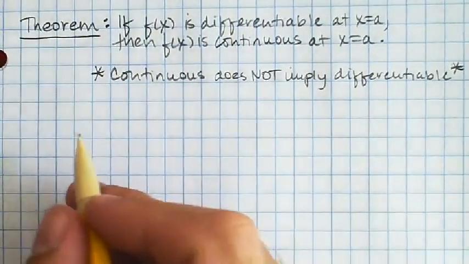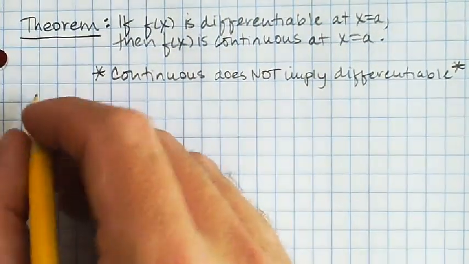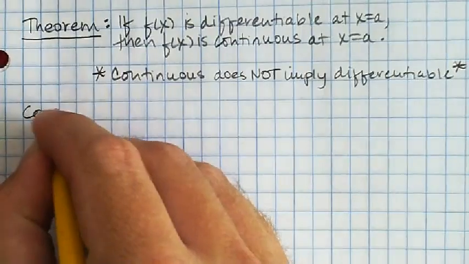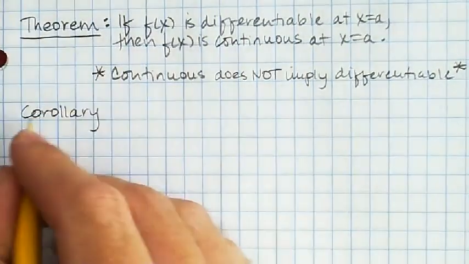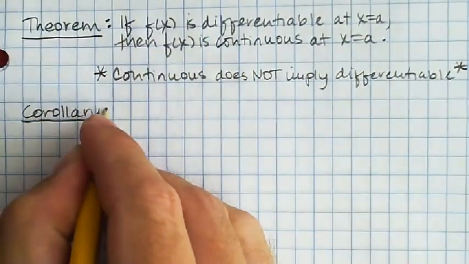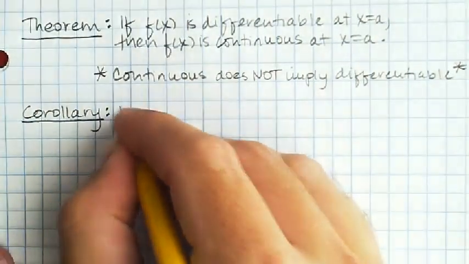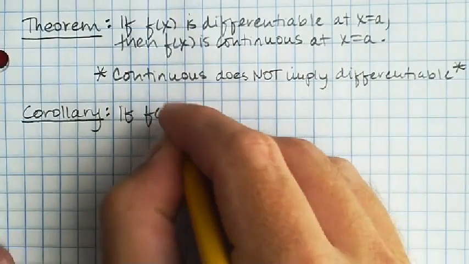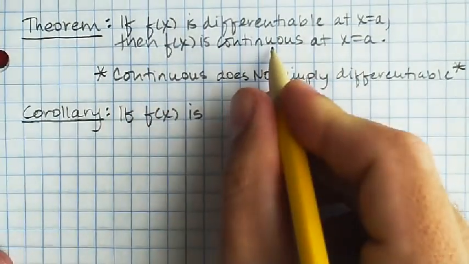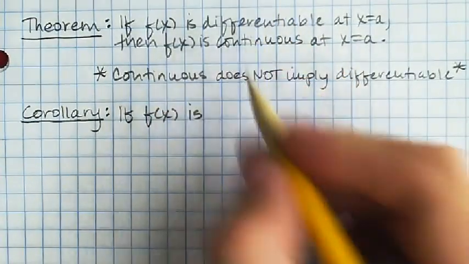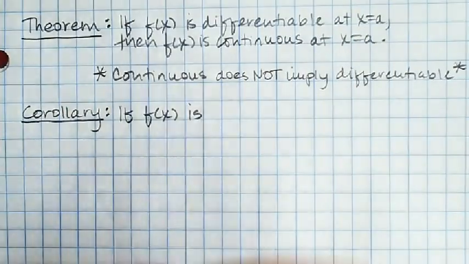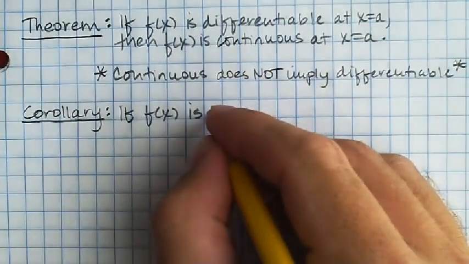Now, there is another corollary, though I'm not sure I would even really consider it a corollary because it's just the contrapositive. If f of x is discontinuous, if it's not continuous, then it doesn't have a chance to be differentiable. Okay, and that's the contrapositive. And I'll tell you more about that in a second.